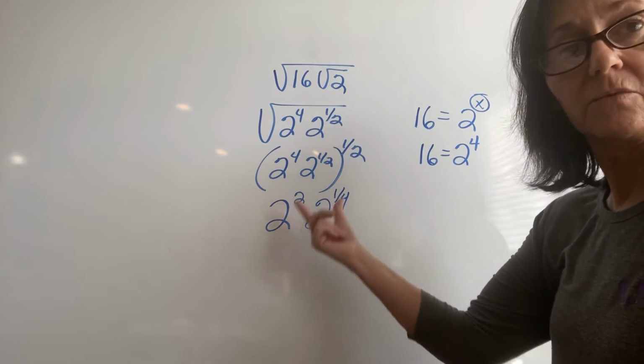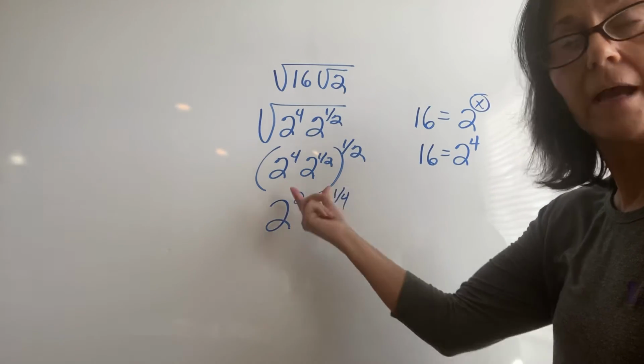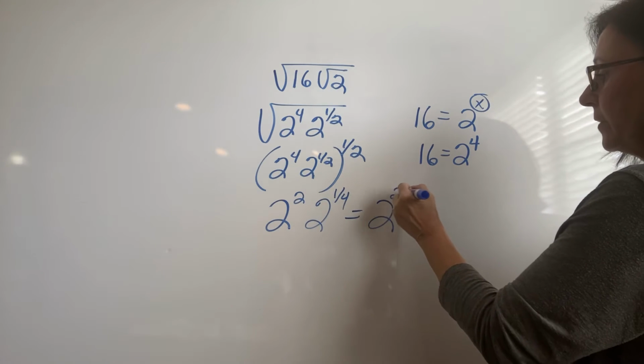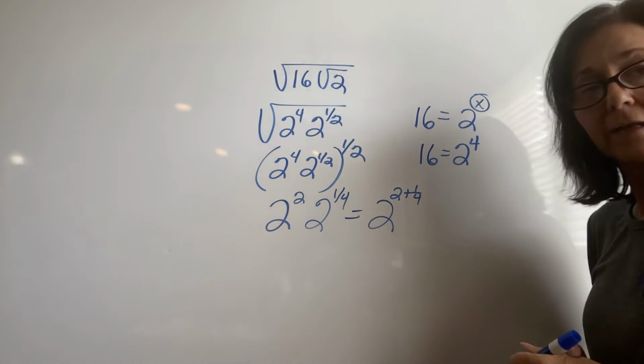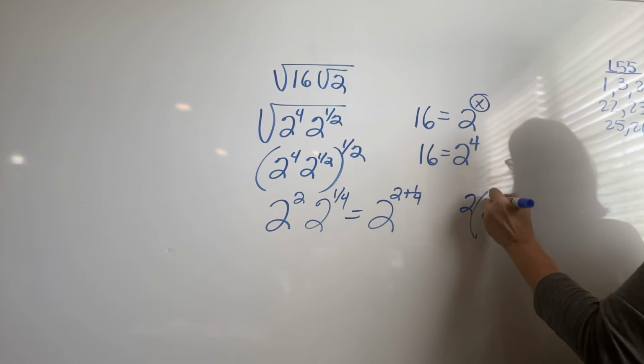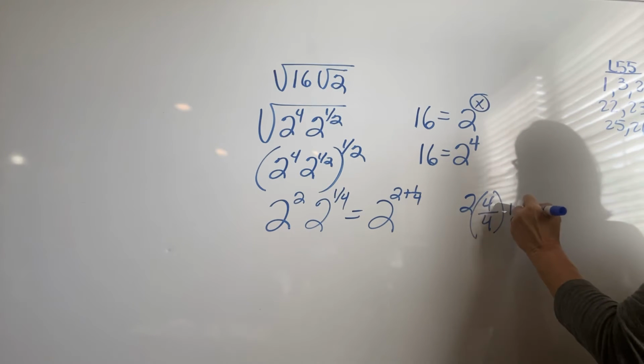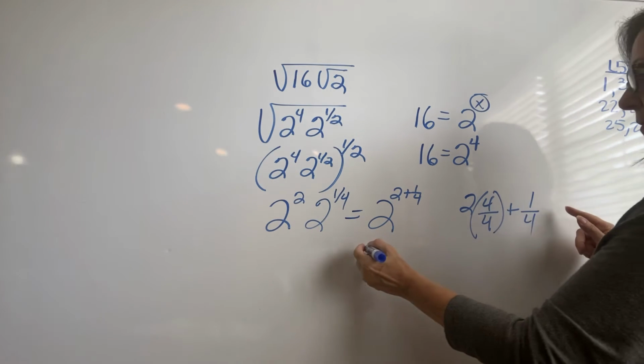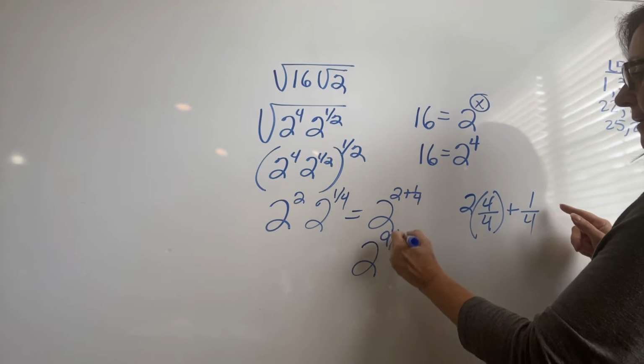Common bases, when they're multiplied, we add their exponents. So that's 2 to the 2 plus 1/4. We need a common denominator, so we multiply that 2 by 4 over 4. We add the 1/4. That's 8/4 plus 1/4, which is 2 to the 9/4.